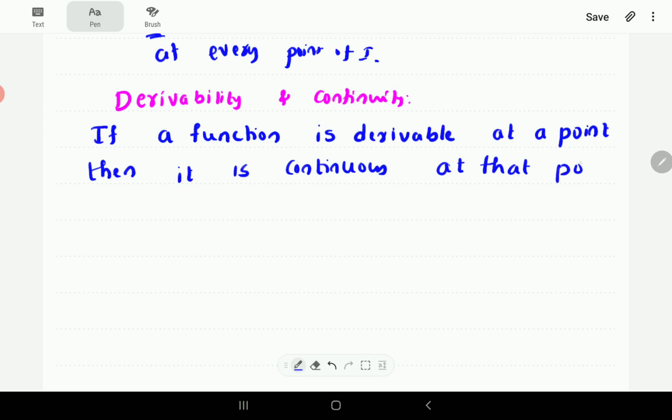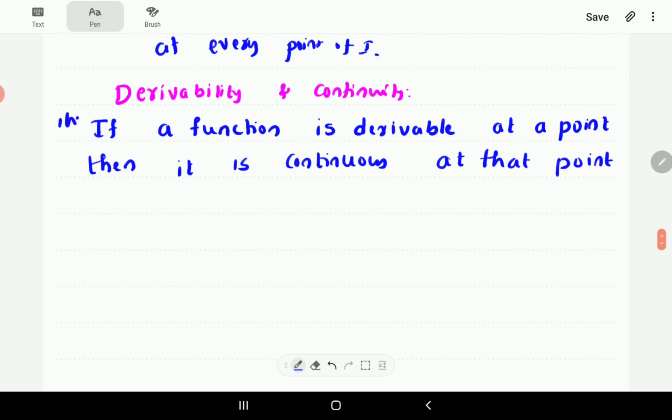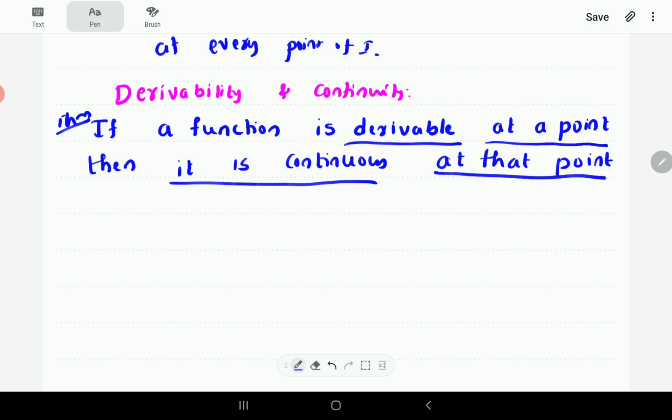So this particular theorem is a very important theorem, a basic property which explains that if a function is derivable at a point, then it is continuous at that point. It means if the function is differentiable, then it is continuous. That's the meaning. We will see whether the converse is true or not true, all that discussion once we are done with the proof.